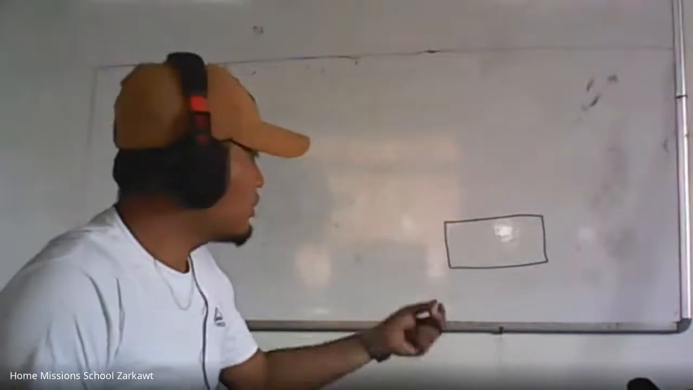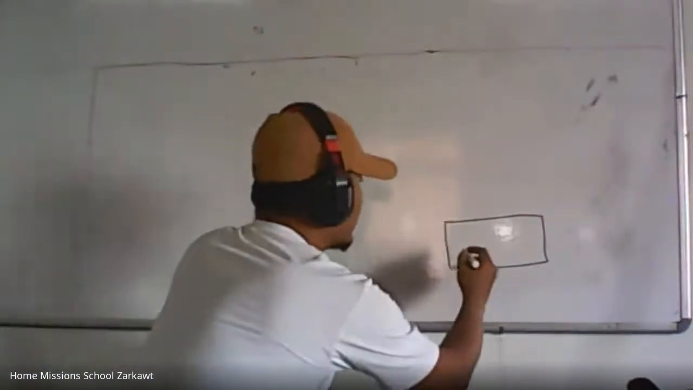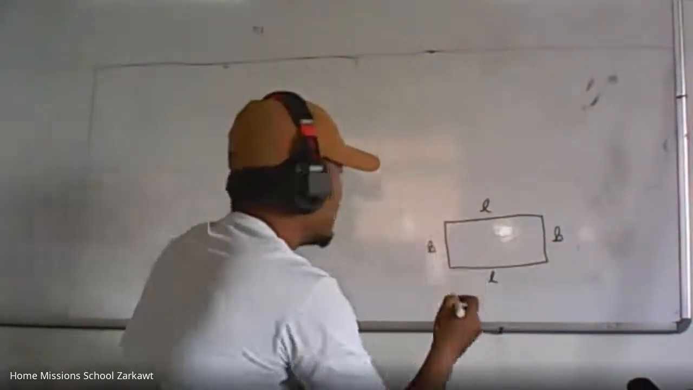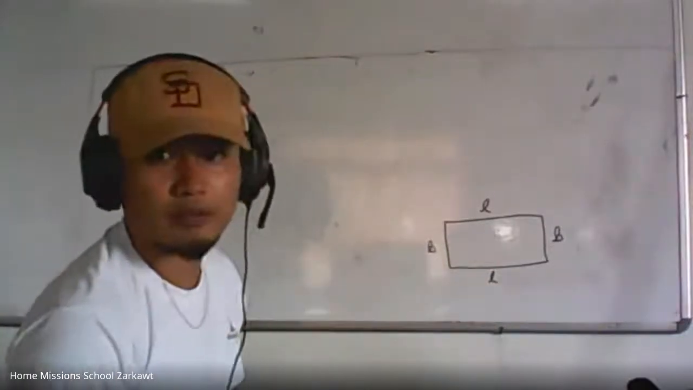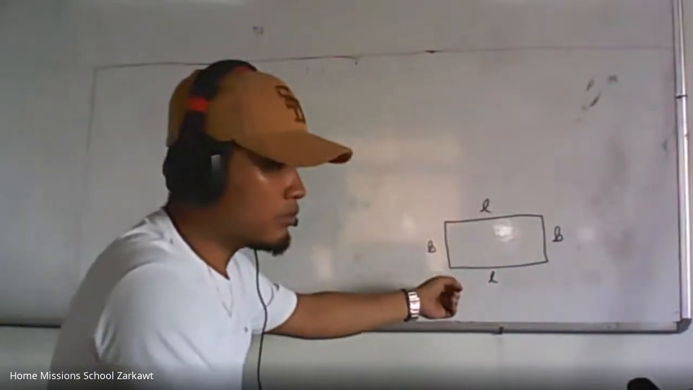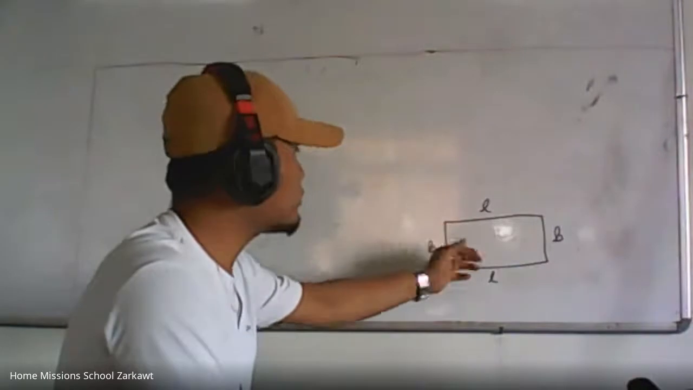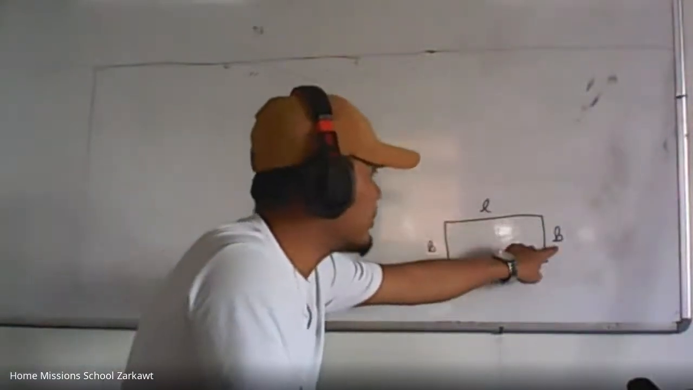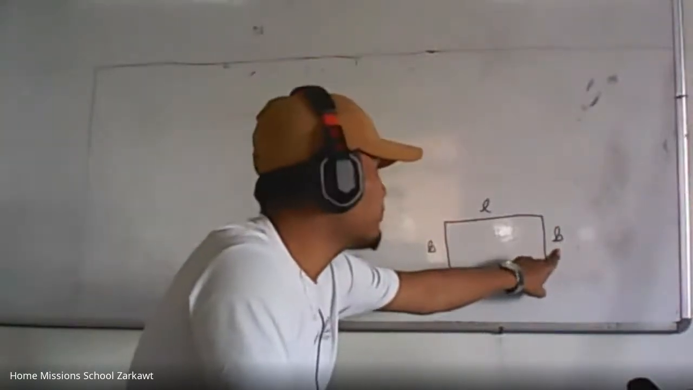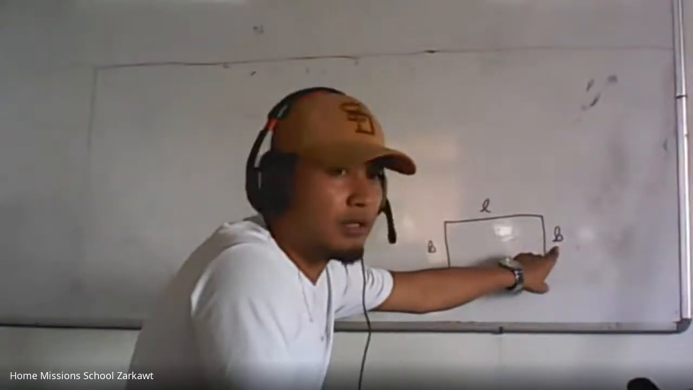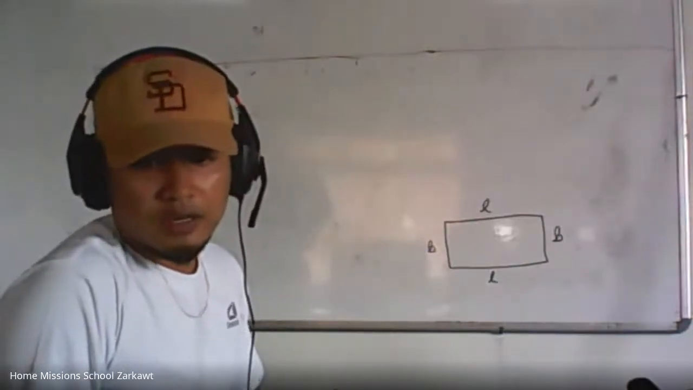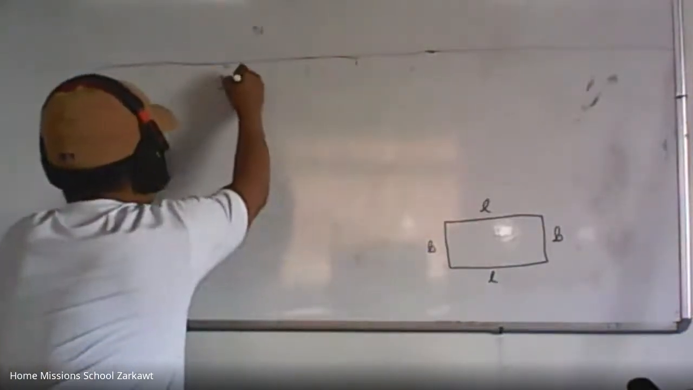In the rectangular swimming pool question, its length is 4 meters more than twice its breadth. The length is given in terms of the breadth.